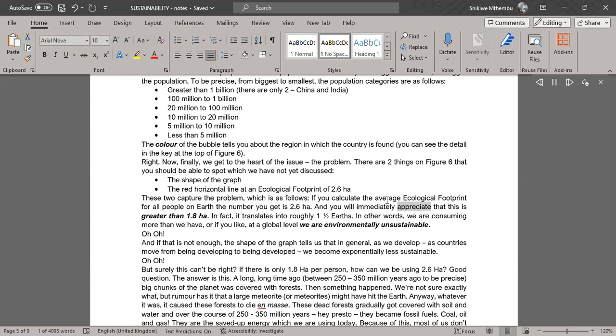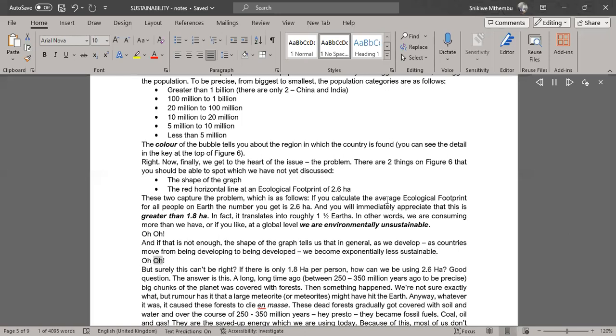And you will immediately appreciate that this is greater than 1.8 ha. In fact, it translates into roughly 1½ Earths. In other words, we are consuming more than we have, or if you like, at a global level we are environmentally unsustainable. And if that is not enough, the shape of the graph tells us that in general, as we develop, as countries move from being developing to being developed, we become exponentially less sustainable.